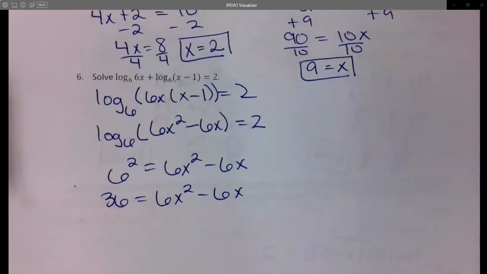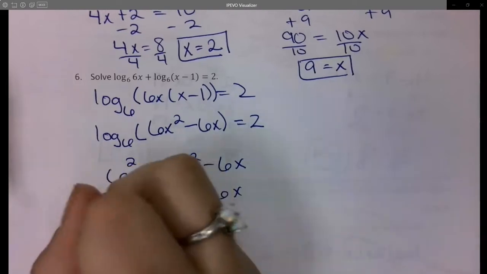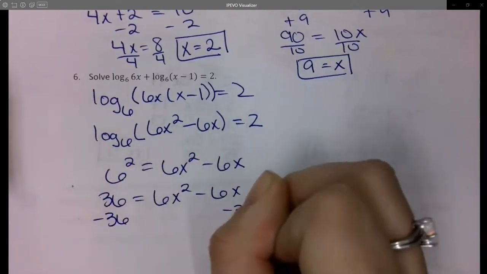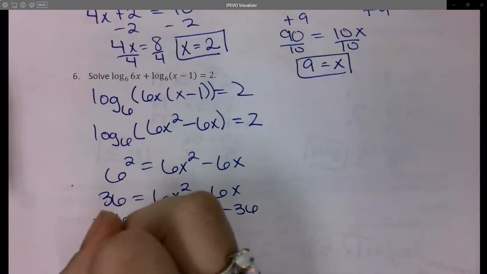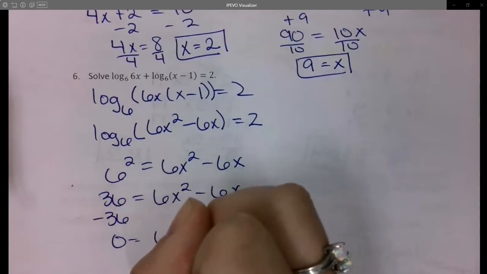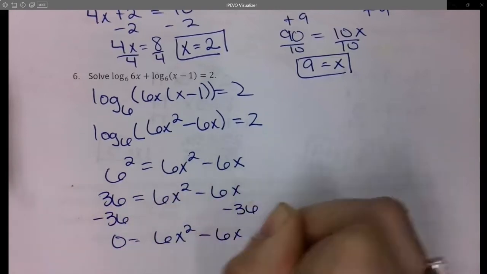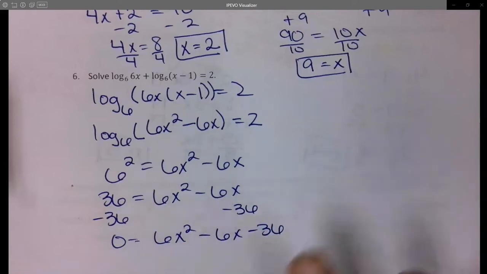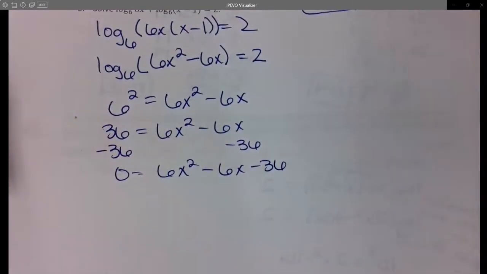Then I want to get my terms all over on the same side. So I'm going to subtract 36 on both sides. I get 0 equals 6x squared minus 6x minus 36. What do I know about 6, 6, and 36? What number divides them all? 6.